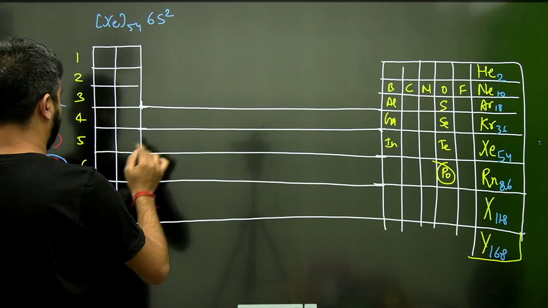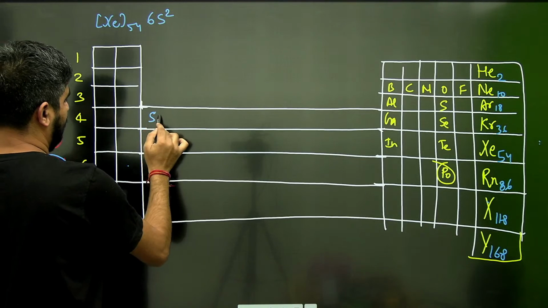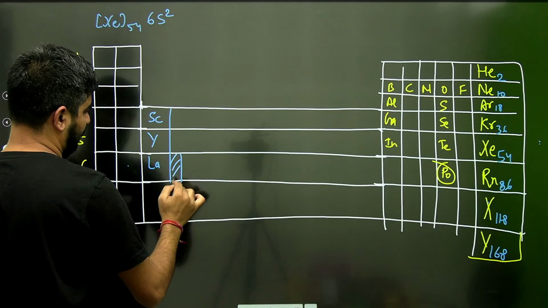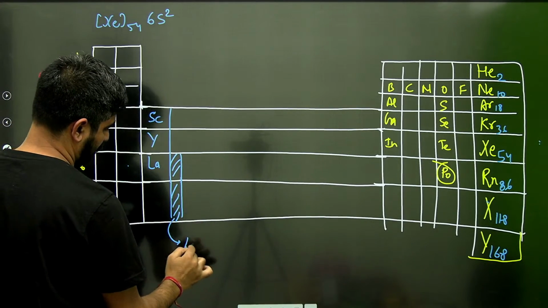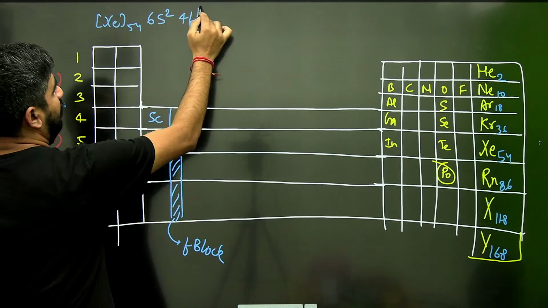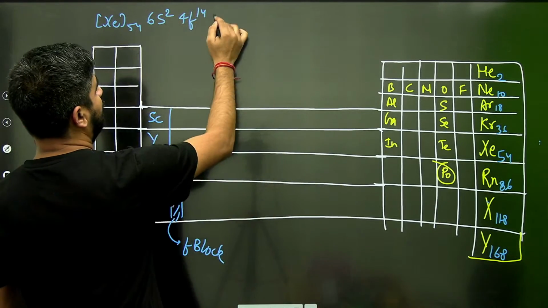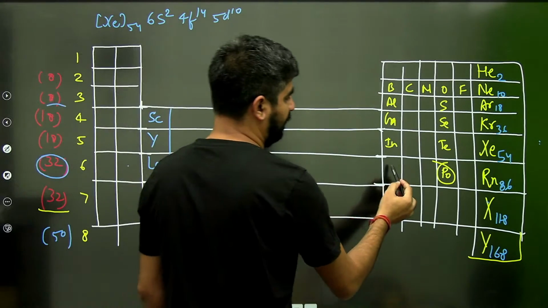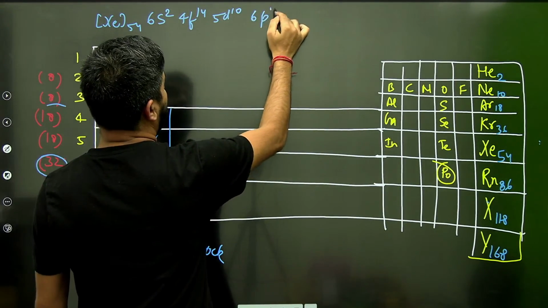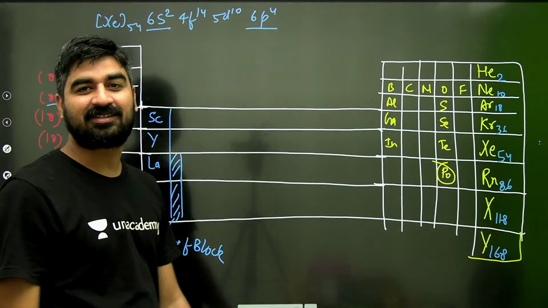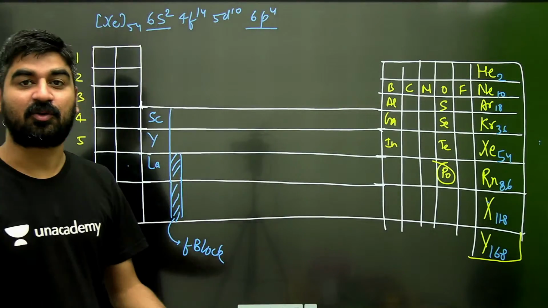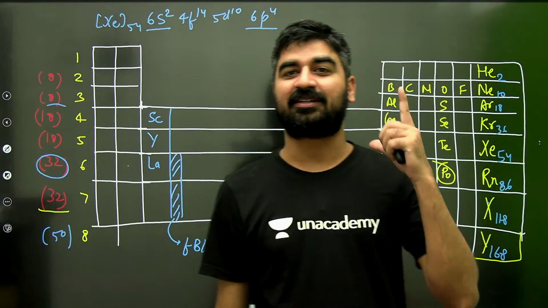and after here you should also remember scandium and La. After here we have the F block elements. So what I will do here, 4f14, and then I will write 5d10, and then 1 2 3 4, yes, 6p4, because it will start with 6s and end with 6p. So without even telling you the atomic number, I told you how to write that configuration.